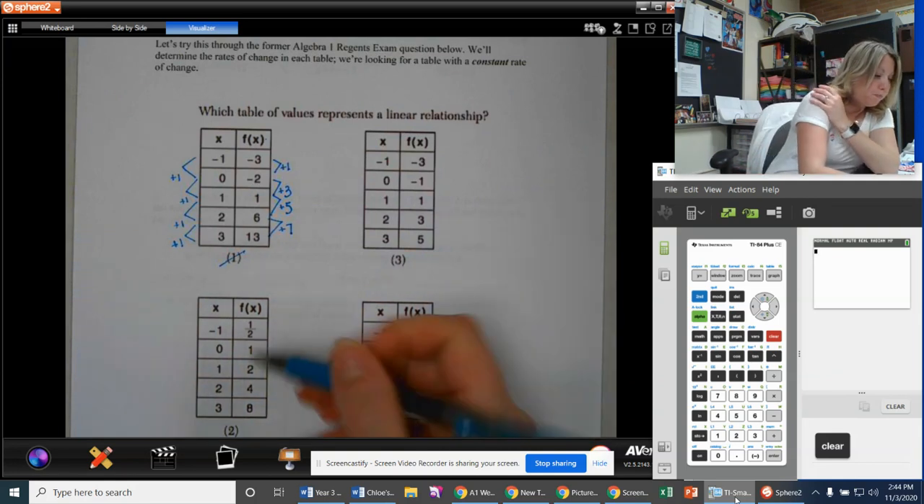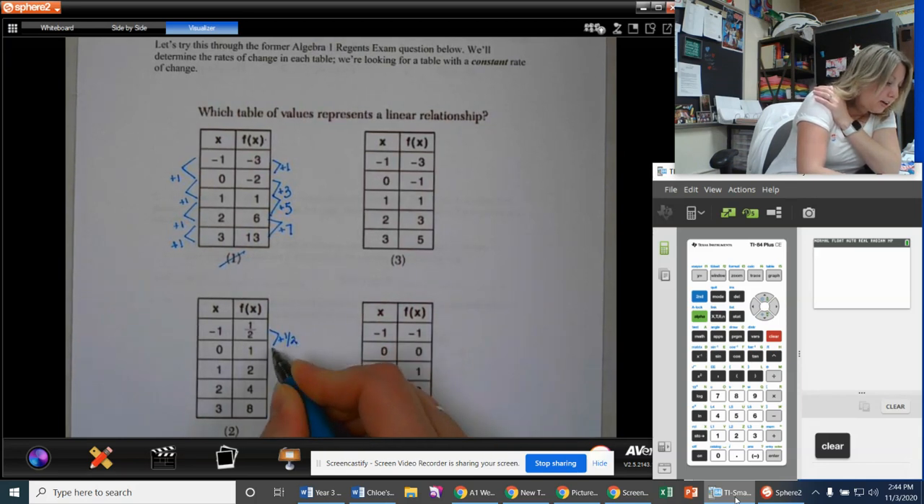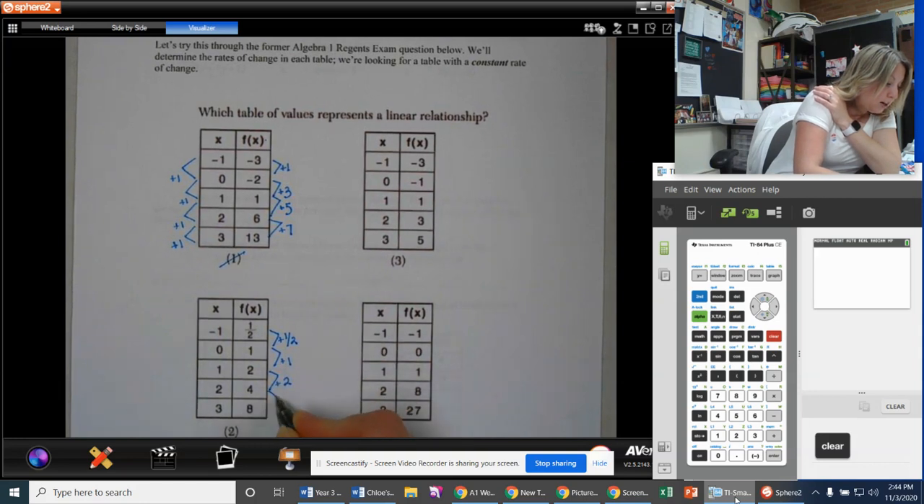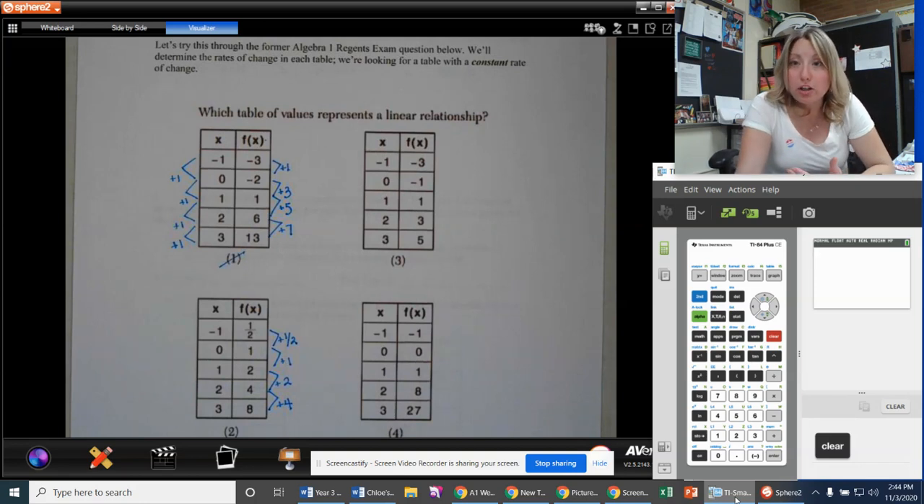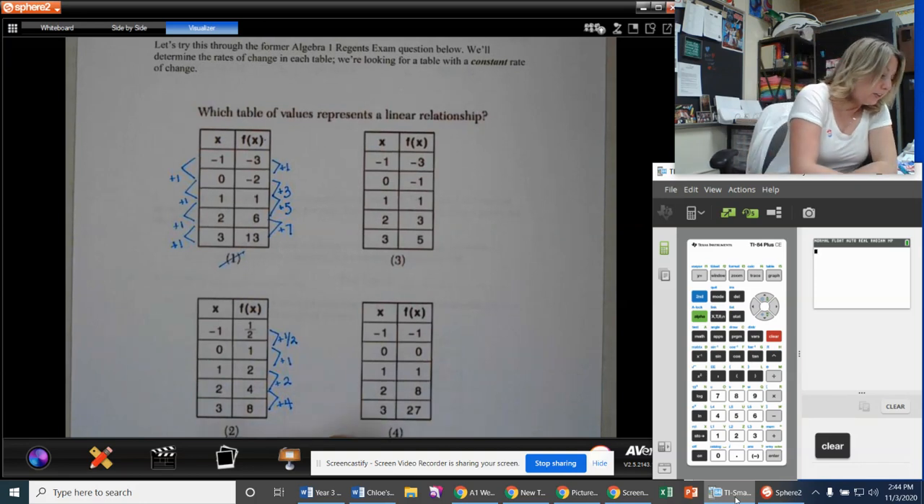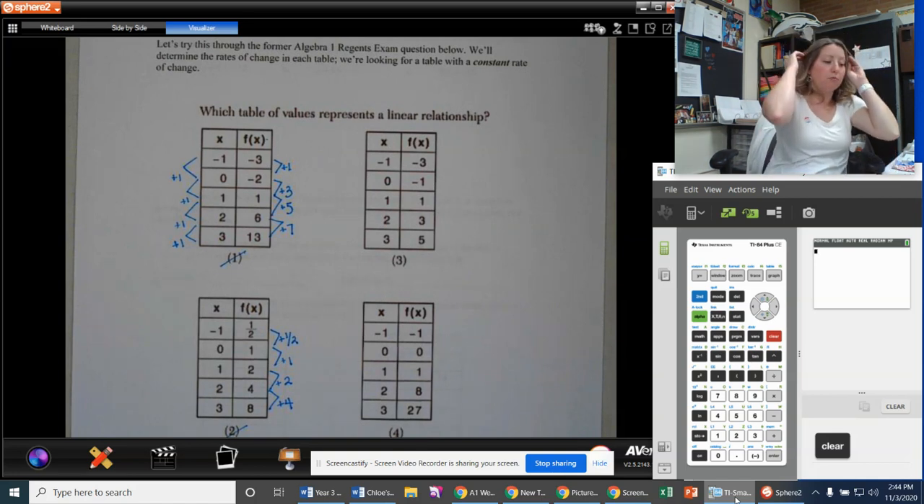So let's go to choice 2. Here we add 1/2. And here we add 1. And here we add 2. And here we add 4. Is that a constant rate of change? Was my number the same throughout all the y changes? No. This is not a linear function either. Constant rate of change is what I'm looking for.